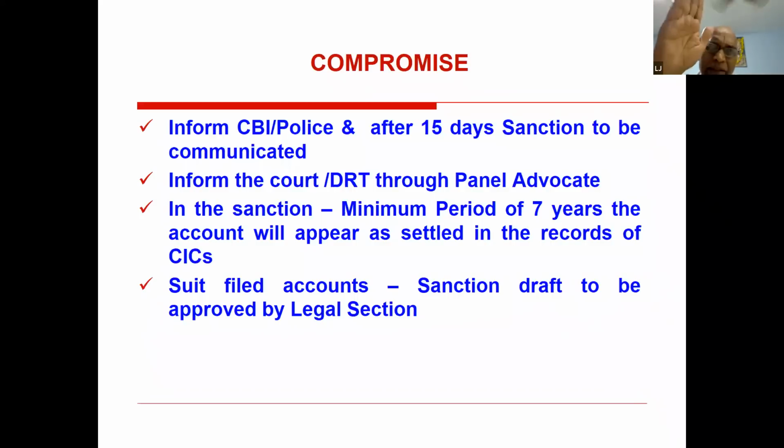This will appear for how many years? It will appear for a period of 7 years from the date of settlement. So you have to inform this to the borrower in the sanction. In the sanction, where you are conveying the OTS sanction, you inform the borrower that for a minimum period of 7 years, the account will appear as settled in the records of the credit information company. In the case of a suit filed account, if OTS is settled, the sanction of the OTS should be approved by your legal department.